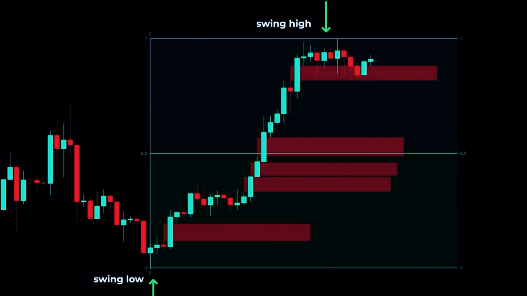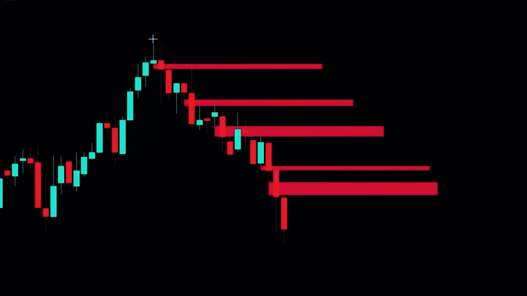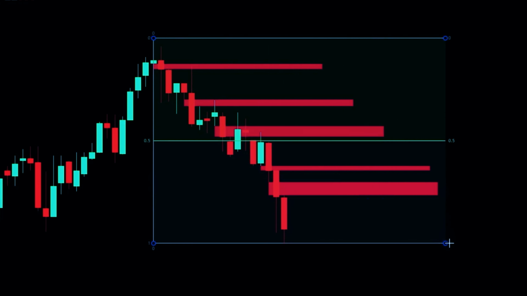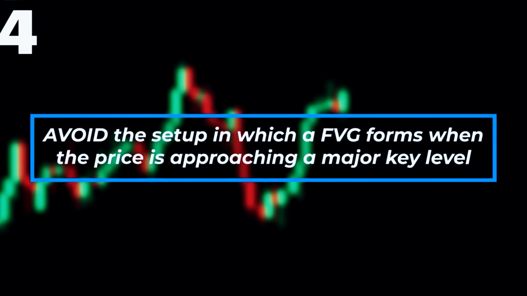You drag it from the swing low to the swing high of the movement that contains multiple fair value gaps. This line in the middle separates the fair value gaps, and you should only focus on the gaps located in the bottom area and ignore the ones in the upper area. Same thing for shorts. Drag the tool from the swing high to the swing low and only focus on the gaps located in the top area.